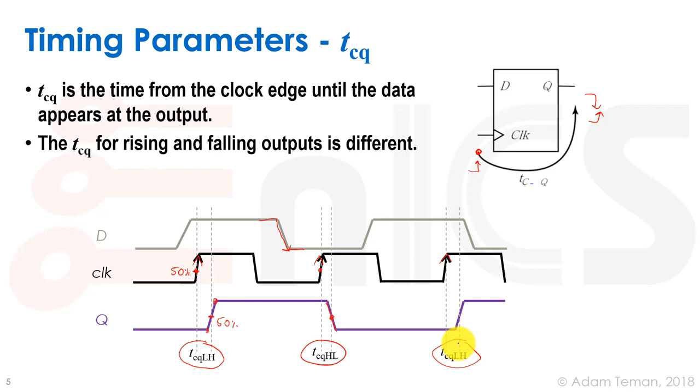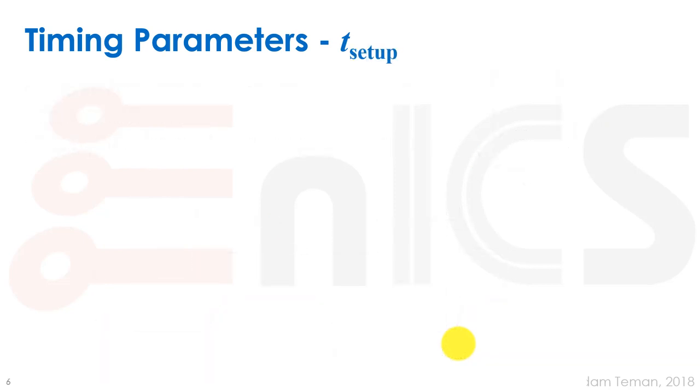They have to be characterized differently, measured differently, and they are both covered in our lib files that we already looked at before. Throughout much of the course, we will only say TCQ, not differentiating between LH and HL just for simplicity, but of course you always have to look at both of them, at the difference between them.